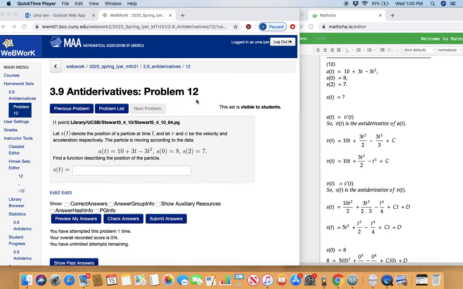Welcome back. Problem 12 of section 3.9. Notice this is the last problem in this section on web work for us.